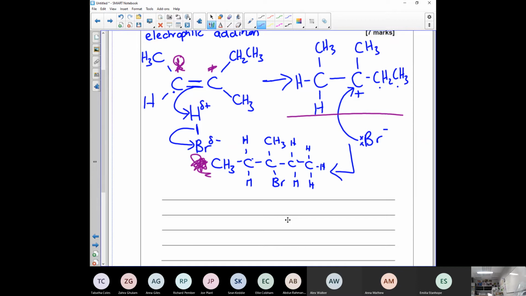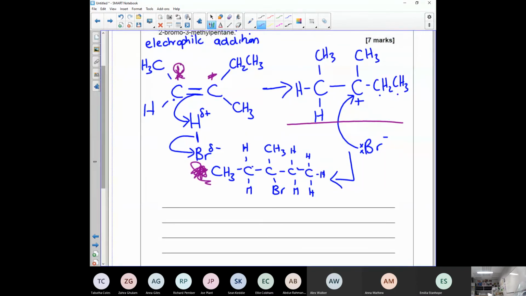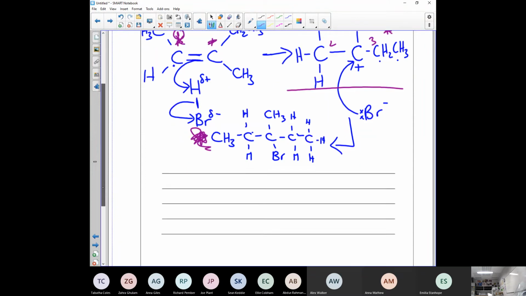So in this particular case, our 3-bromo 3-methylpentane is formed via this carbocation up here. And this carbocation, the carbon with the plus on, is attached to 1, 2, 3 other carbons. So this particular product is formed via a tertiary carbocation.